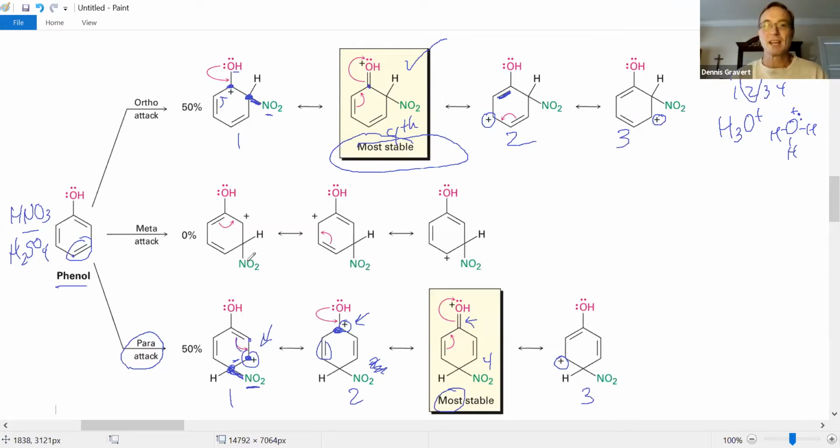However, if the group, nitro in this case, but it could have been any of the reactions, if the nitro group goes meta, well then, what did they do? They moved the pi bonds. That's confusing. Start again. Okay, if I wanted this resonance structure, then this pi bond should have been here. And you can see, no, it didn't do that.